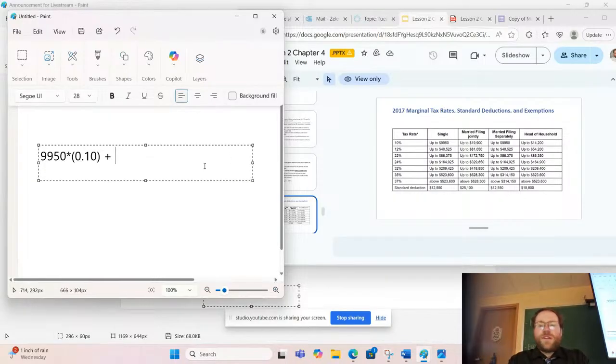Say you made $30,000 last year, just as an example. That falls before you get to the end of the 12% bracket, right? So take the 30,000 that you made minus the last tax bracket ended at 9,950, right? Times the 12% there.